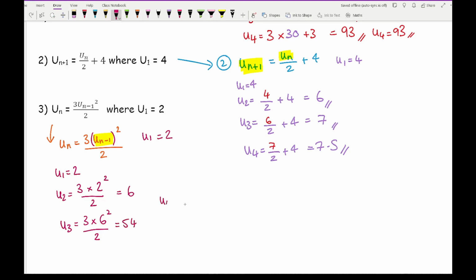Then for u4, it's going to be 3 times the previous term, which is 54 squared, divided by 2. And 3 times 54 squared gives me an answer of 8748, divided by 2, which gives me an answer of 4374. So my answers are u2 is 6, u3 is 54, and u4 is 4374.